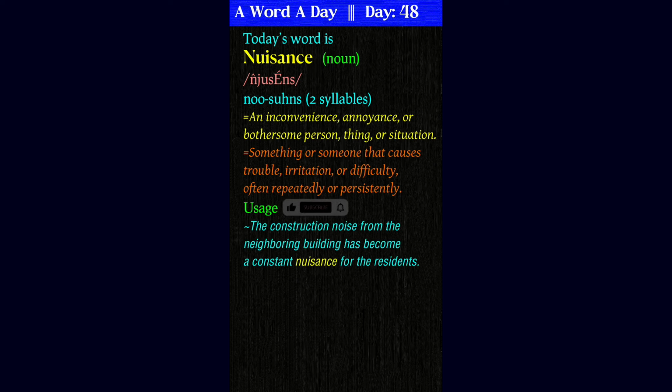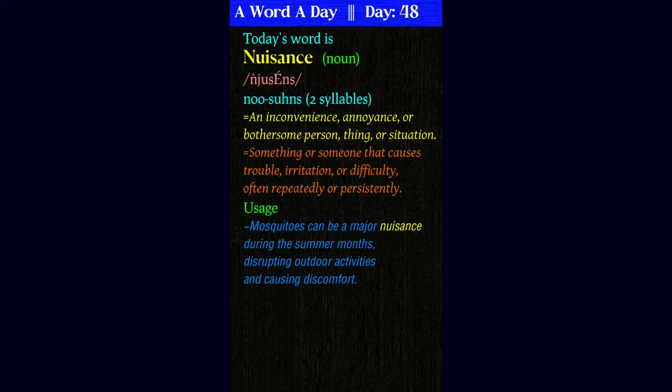Usage. The construction noise from the neighboring building has become a constant nuisance for the residents. Mosquitoes can be a major nuisance during the summer months, disrupting outdoor activities and causing discomfort.